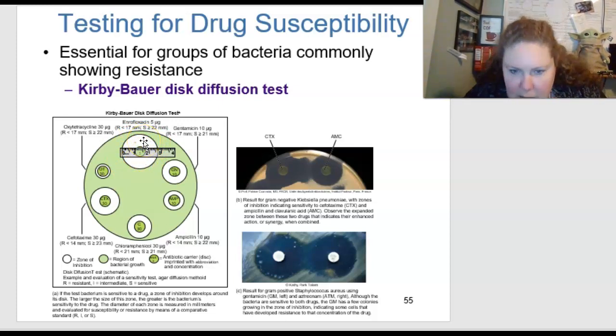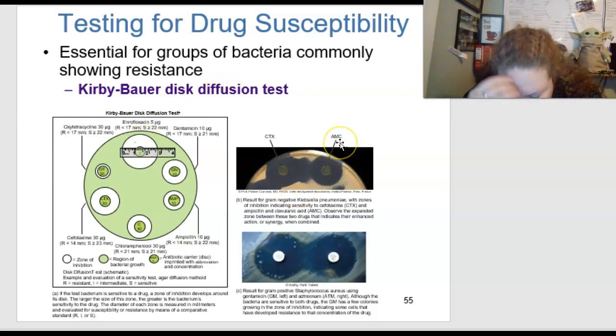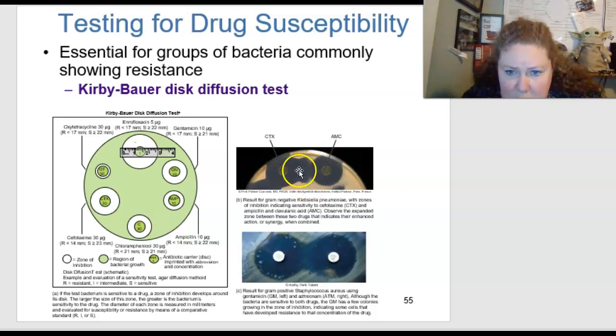antimicrobial. And then in B here, you have the result of a gram-negative Klebsiella pneumoniae, where there are zones of inhibition that indicate the sensitivity to the CTX and ampicillin and the clavulanic acid. And you can observe the expanded zone between these two areas here that indicates their enhanced action, and that would be that synergy that we were talking about before.